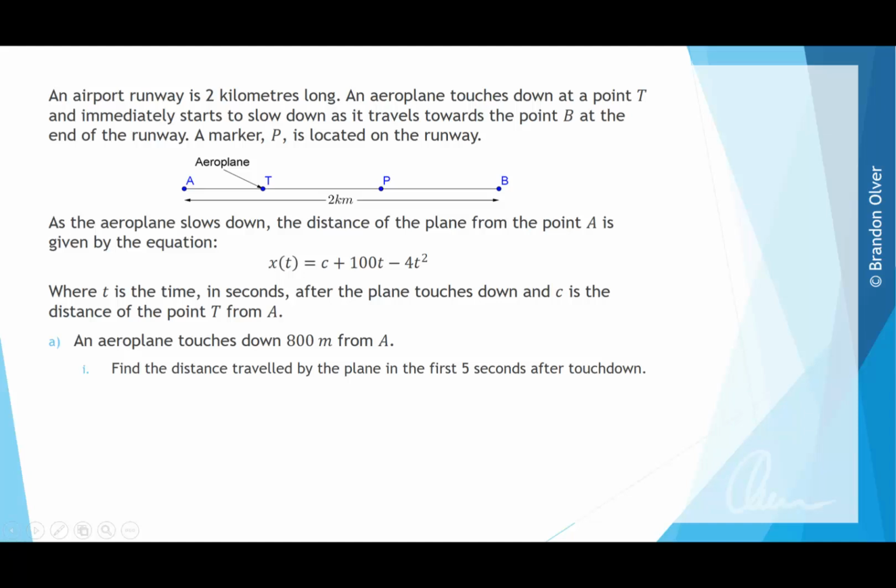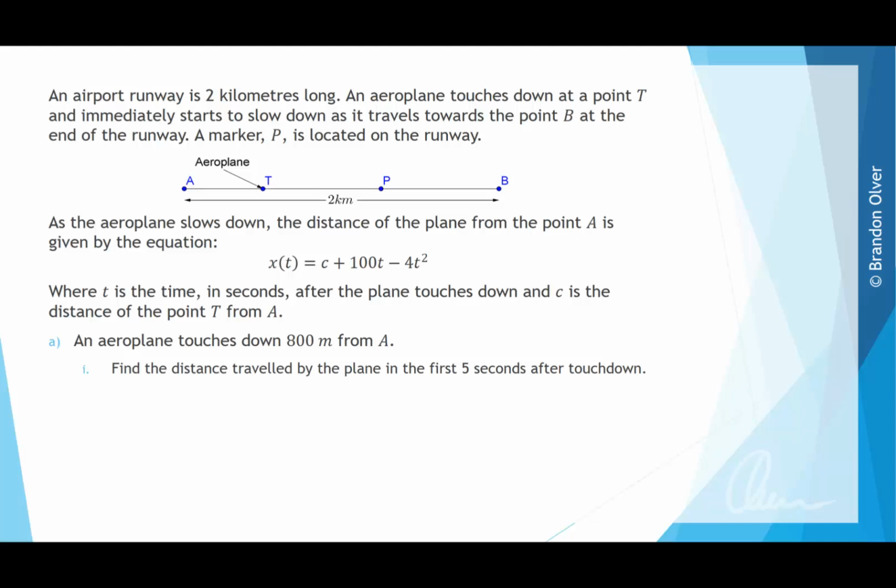An airport runway is 2 kilometres long. An aeroplane touches down at a point T and immediately starts to slow down as it travels towards the point B at the end of the runway. A marker labelled P is located along the runway. So there's a diagram shown here that depicts all of that information.